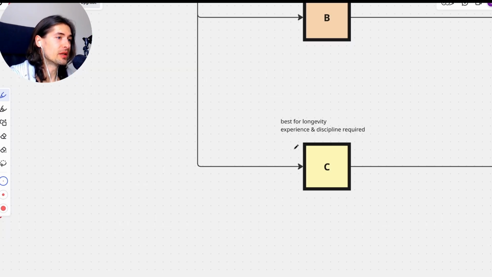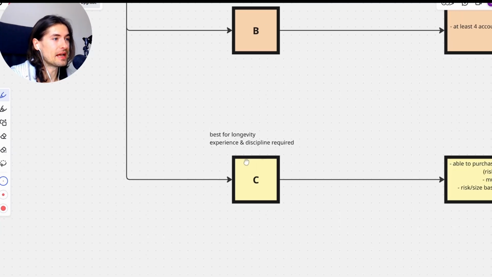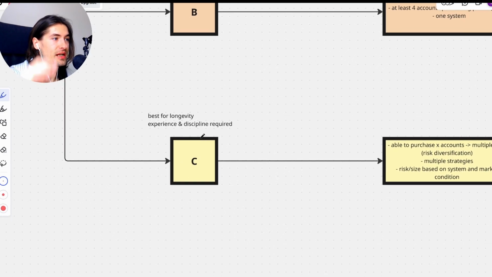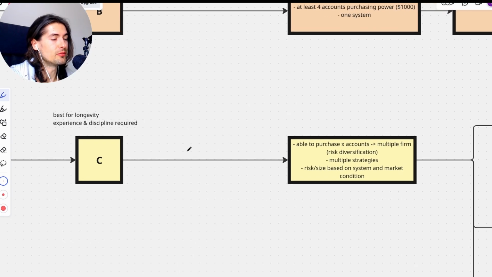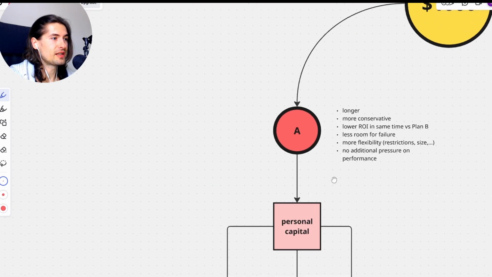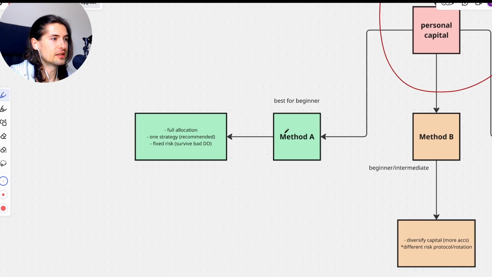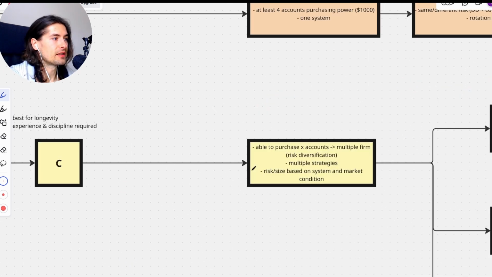And similarly, method C is very similar to method C from plan A, and in my opinion is best for longevity. Maybe I already mentioned it, this is pretty much my personal approach, but I basically started right here with method A. Now once I finally understood what I should do and what my strategy is, this is my approach. I want to be able to have this $1,000 and be able to purchase multiple accounts.